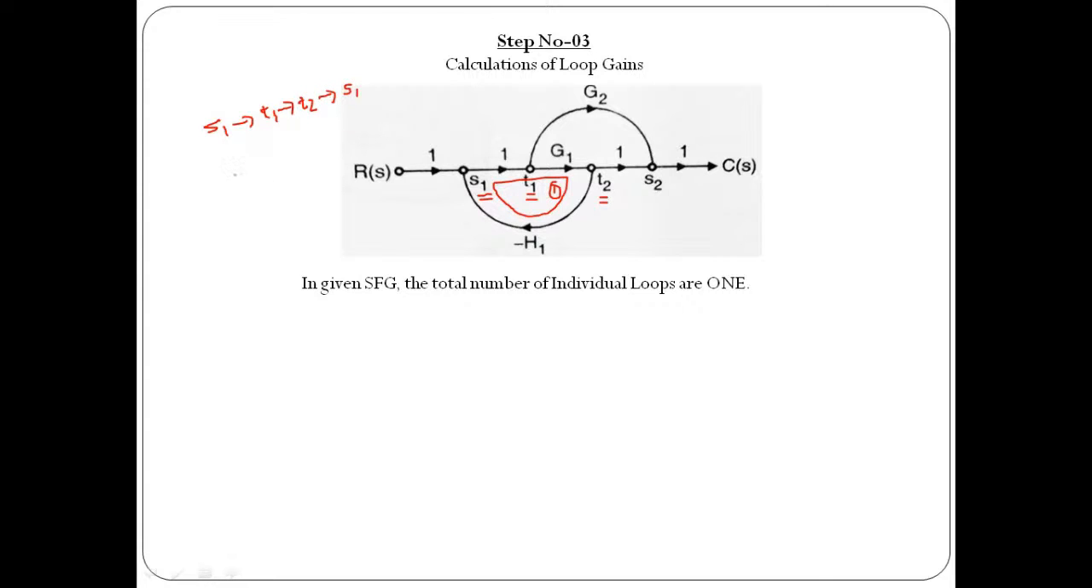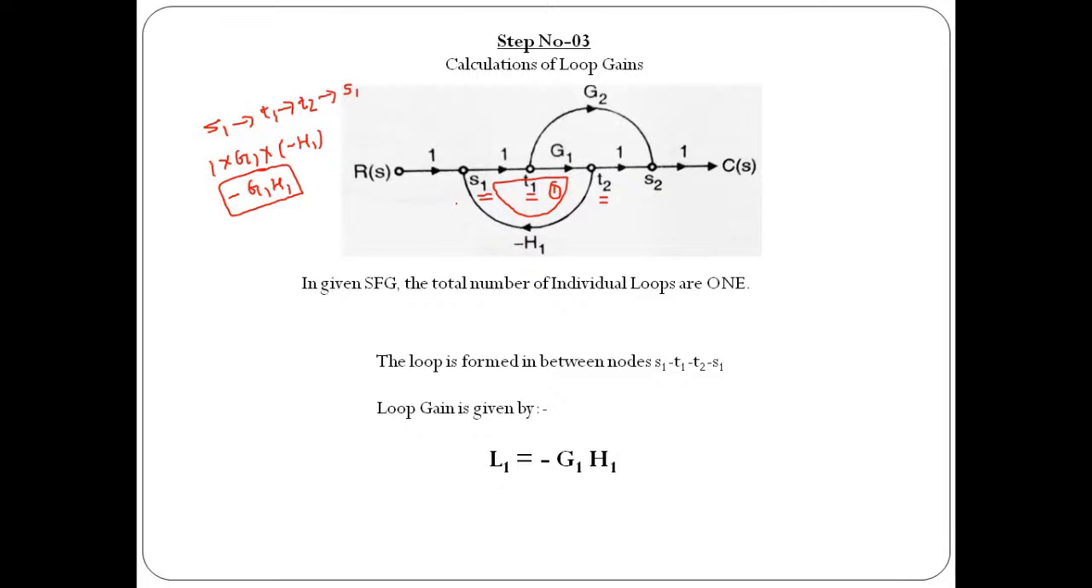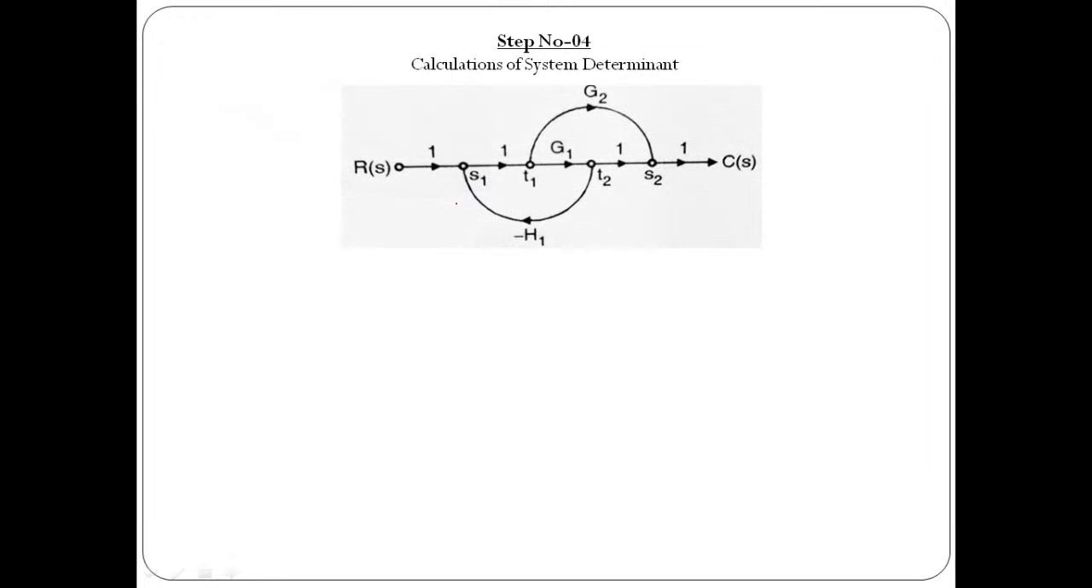And what will be the gain for this loop? It is simply the gain of the branches which are responsible for the formation of that loop. So it is going to be 1 into G1 into minus H1. This is important. So this is going to be minus G1 into H1. The same logic is applicable over here, and the loop gain for the first loop, which is the only loop available in the structure, is L1, which is nothing but minus G1 into H1. Then it is very simple to find out the system determinant, delta.